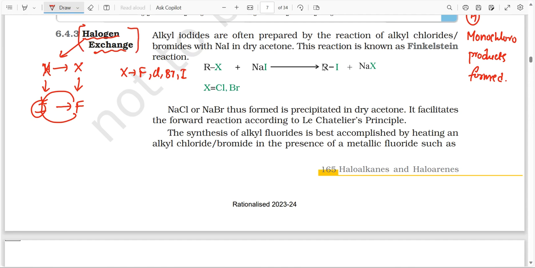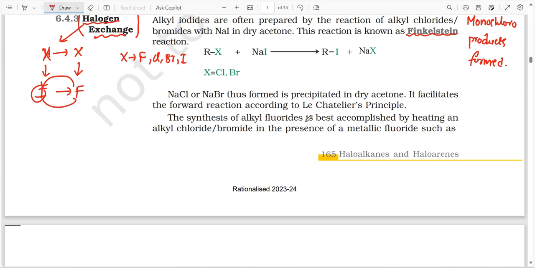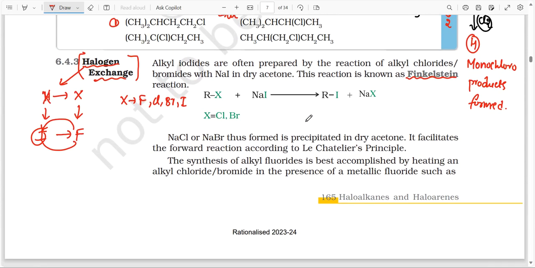In this type of reaction, there are two most important named reactions. One is Finkelstein's reaction and the second one is the Swarts reaction. These two reactions are very important from the exam point of view. Now let us try to understand these reactions.